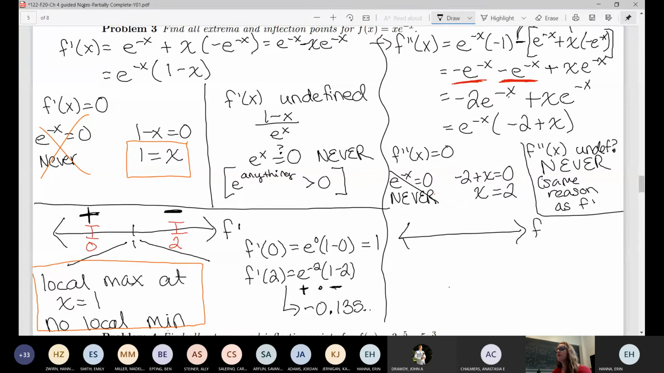Plop that onto a second derivative number line, which is again why I like to label these, because now we have two number lines floating around in our problem. One of them uses the first derivative, the other one uses the second derivative. So find our test points, 0, 3.